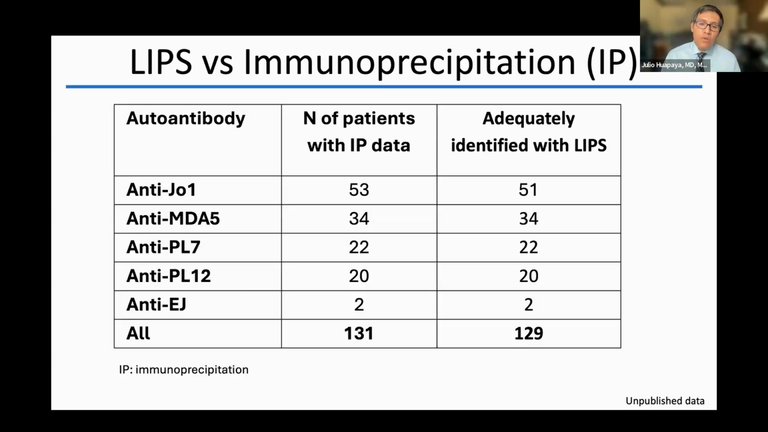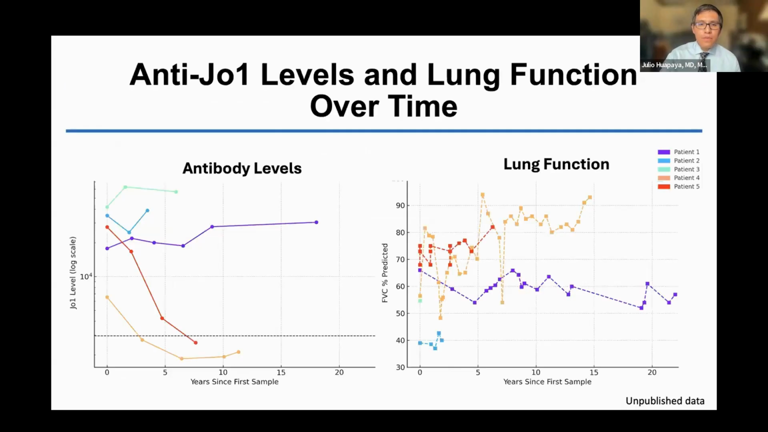Data that I'm not showing you today, but we also compared LIPS with the traditional line blot, which usually takes less, like 2 to 4 weeks to come, and LIPS was significantly better. This is also new data that we just developed recently.